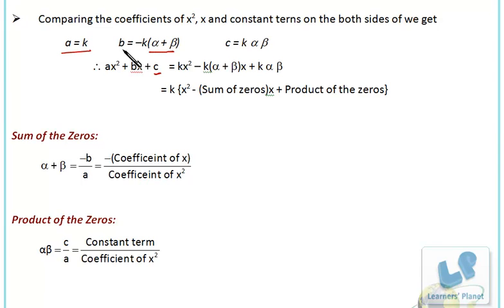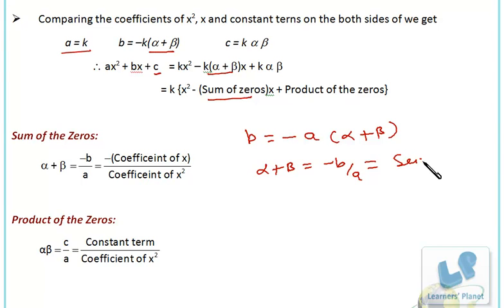Now from this we can see that a is equal to k. Take b is equal to minus k times alpha plus beta, and instead of k I can put a. So b is equal to minus a times alpha plus beta, and alpha plus beta is the sum of zeros, right? So alpha plus beta is minus b by a. So the sum of zeros is nothing but the ratio of the coefficient of x by the coefficient of x square, in negative.